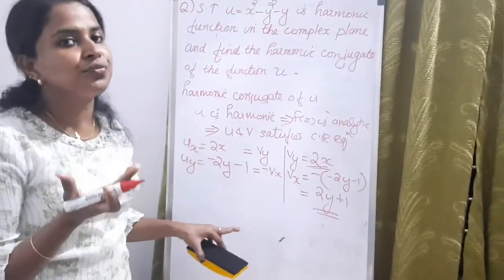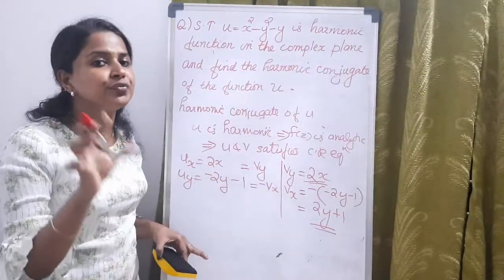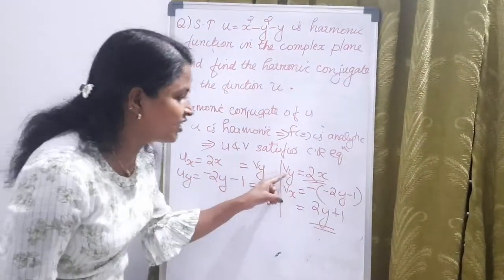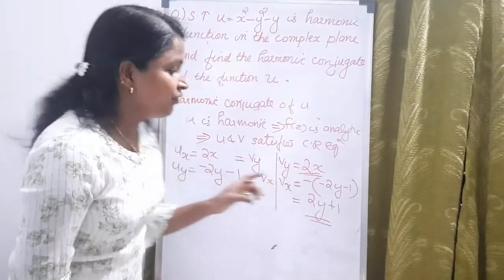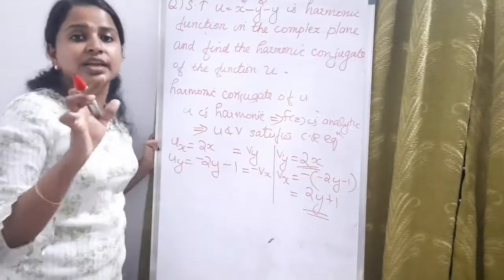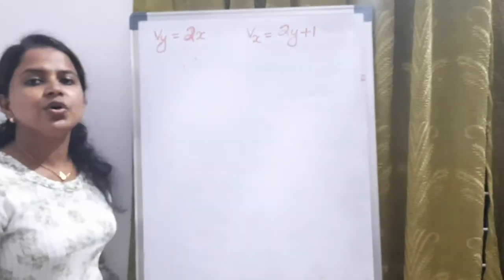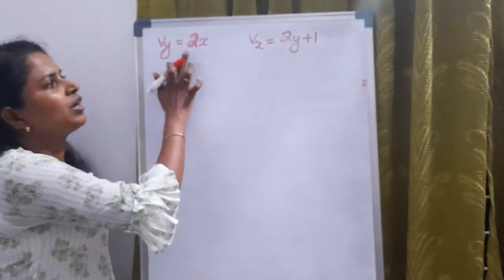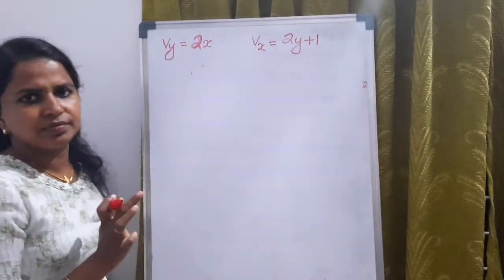Our aim is to find the harmonic conjugate. What is the harmonic conjugate of u? It is v. Here we get vy and vx. If we integrate this vx and vy, we get the function v. So we get vy equal to 2x and vx equal to 2y plus 1.